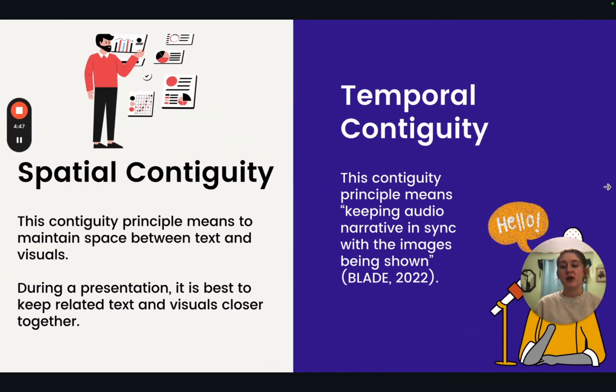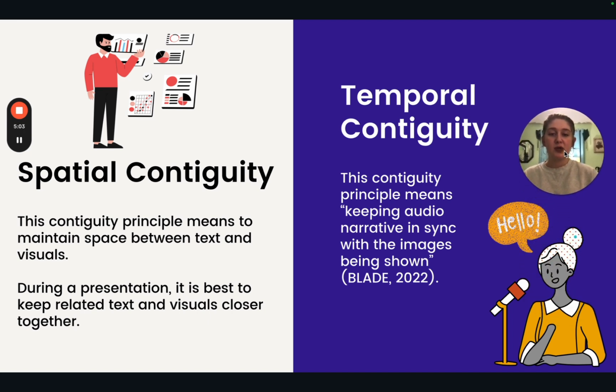Spatial contiguity. This contiguity principle means to maintain space between text and visuals. During a presentation, it is best to keep related text and visuals closer together and unrelated materials farther apart from one another. Temporal contiguity. This contiguity principle means keeping audio narrative in sync with the images being shown.